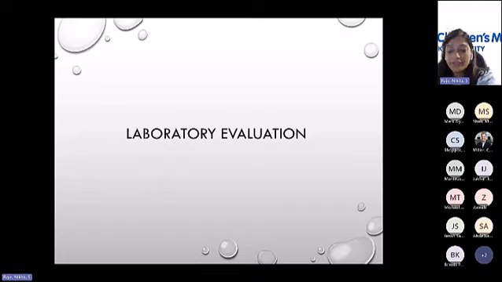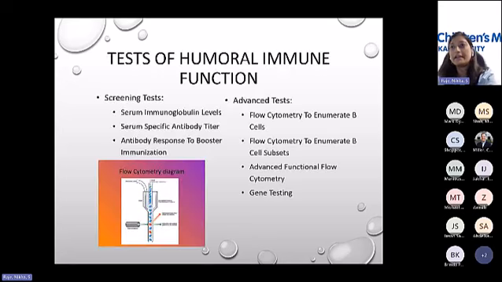All right, so we have our history and physical exam. Now we move on to the lab evaluation, and kind of keeping what we are thinking of in our differential based on history and physical, we can get our lab testing done. And this is just a list of tests that we would be coming across or we would be ordering.